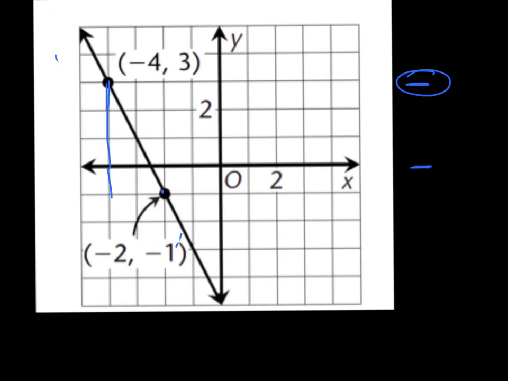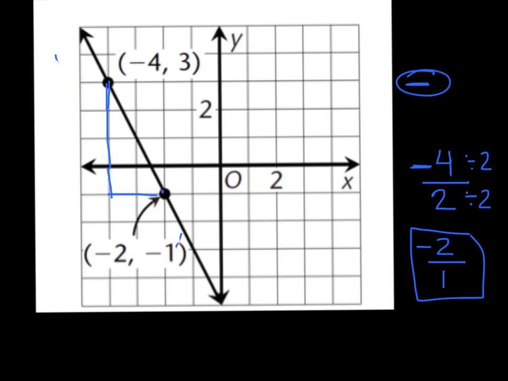So since I went down, I'm going to write -4 over, and then I went over 1, 2. So my slope is -4/2. Now let's think of another way to write that. If I simplify that, if I divide the top and the bottom by 2, I end up getting -2/1. So my slope could also be -2/1.